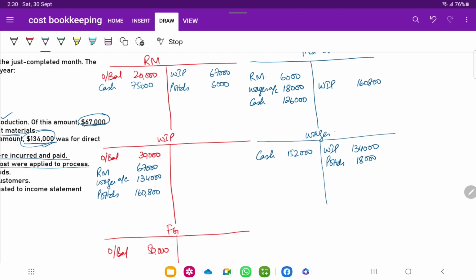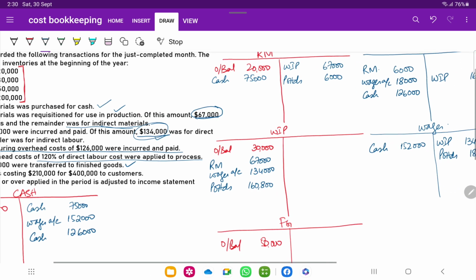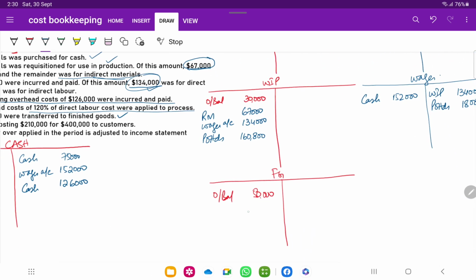So what's next? Cost of goods sold of 240,000 were transferred to the finished goods. So 240,000 debit entry, right? And from work in progress, a credit of 240,000 with the reference of finished goods.